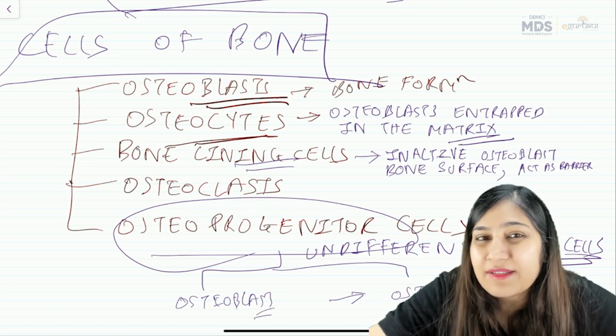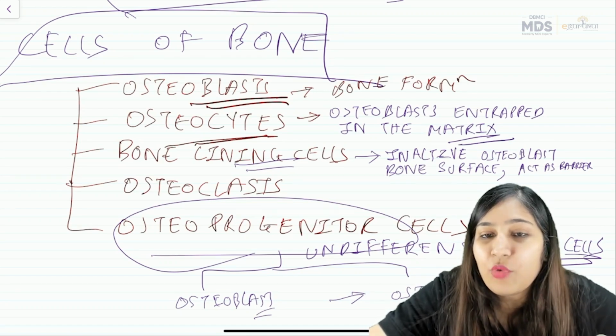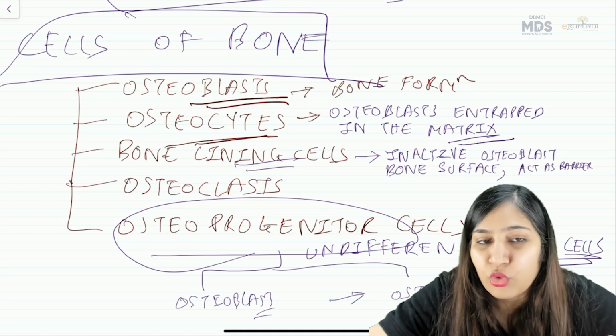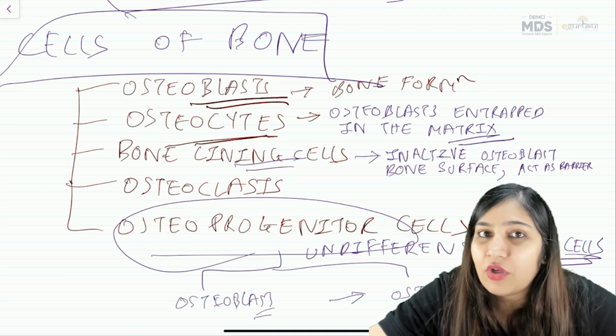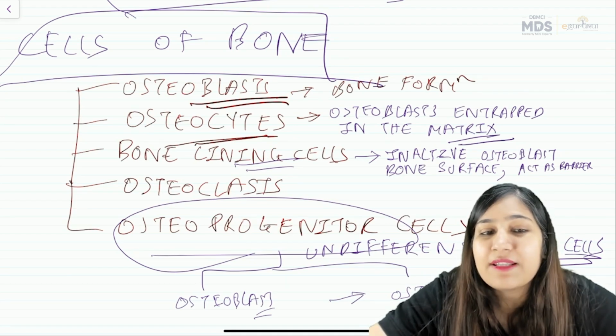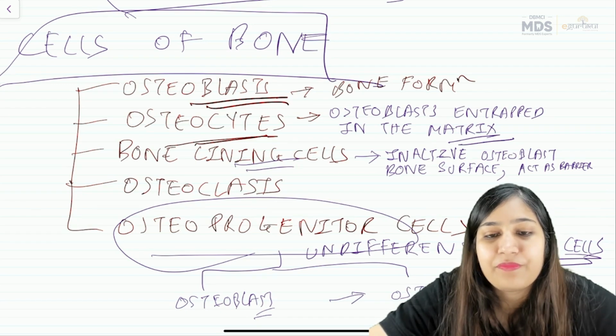Sharpey's fibers are also present, as we have discussed. They are a portion of PDL fibers entering the bone. Also, bone can have blood vessels, nerves, and lymph vessels.